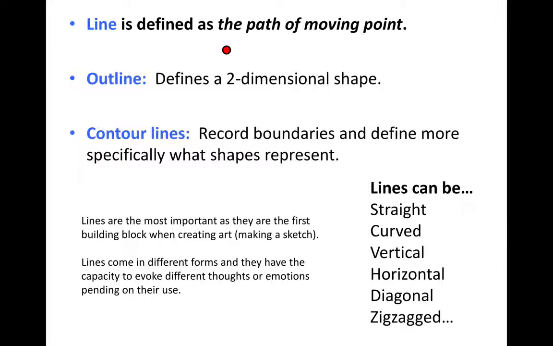So first off, let's start with some terms. A line is defined as the path of a moving point. If you imagine that you're holding in your hand right now a red marker, and you took off the cap, and I told you to make contact with that marker to a piece of paper and then lift off with that marker, you would then create this dot, just like what you see on the screen.